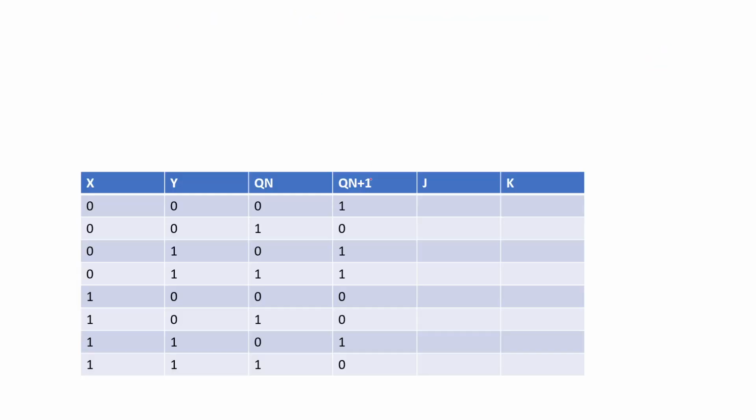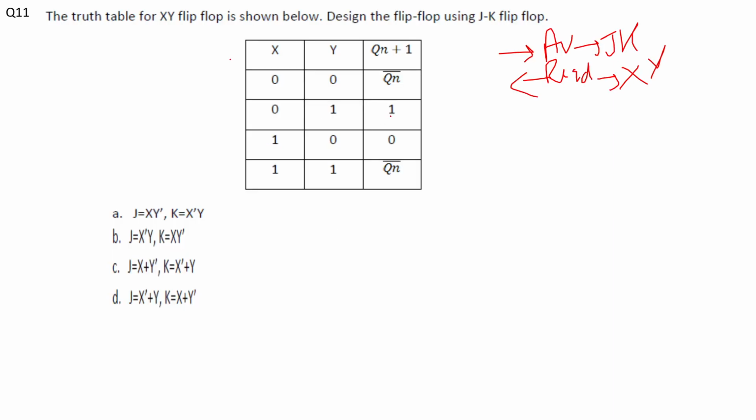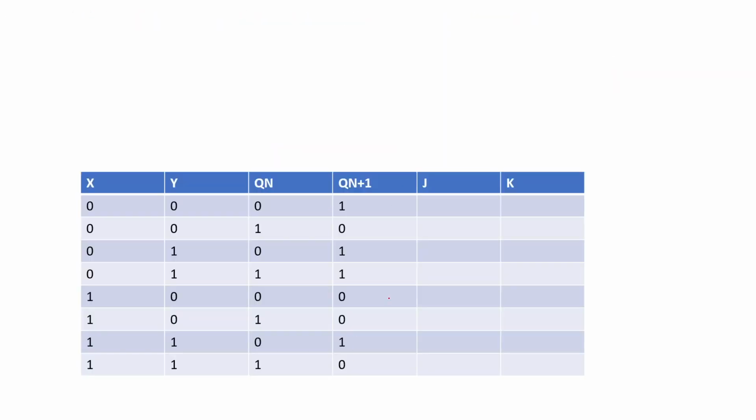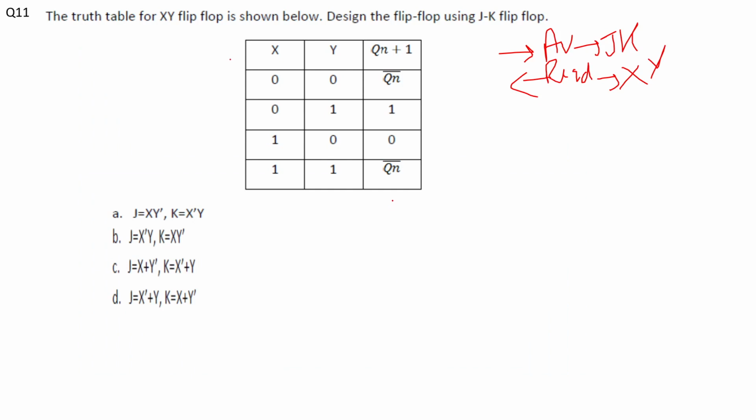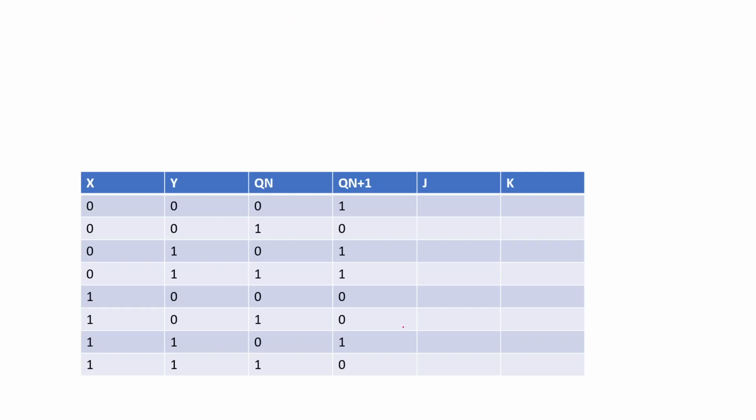So here is the characteristic table of the XY flip-flop. When XY is 0, 0, Qn plus 1 is equal to Qn bar, so 1, 0. When XY is 0, 1, it's 1, 1. When XY is 1, 0, it's 0, 0. And when XY is 1, 1, it's Qn bar. Now this was the characteristic table of the XY flip-flop.